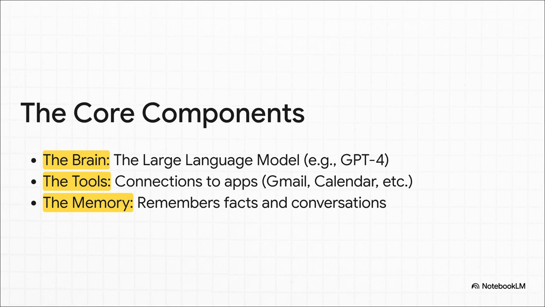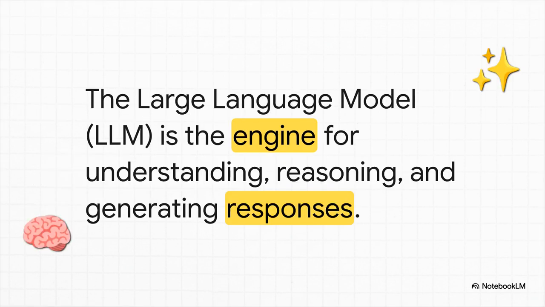First, at its heart, you have the brain. That's a powerful language model that does all the thinking. But a brain isn't much use without a body, right? So it also needs the tools. These are its connections to the outside world. And finally, to make it truly personal, it needs the memory, which is what gives it context and lets it remember things about you.